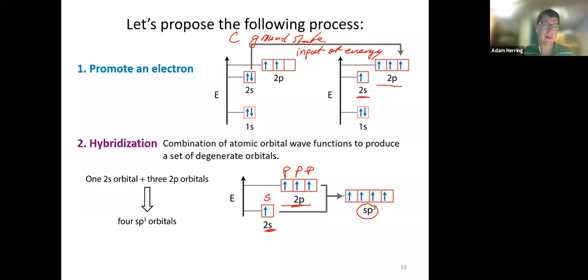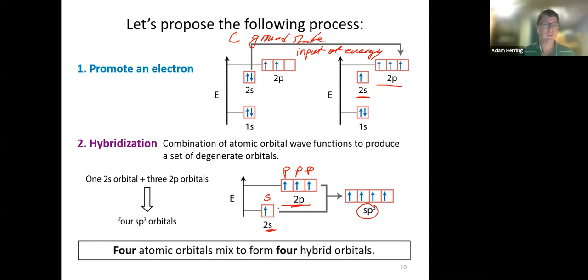And notice that the energy of those sp3 orbitals is going to be in between the energy of the 2s and the 2p orbitals. And it's actually closer to the 2p orbitals because there's more of them. So the sp3 orbitals, both in terms of their naming and in terms of their energy, are more similar to the p orbitals that made them up than the s orbital that made them up. And so we used 4 atomic orbitals, a 2s and 3 different 2p orbitals, and we combined them together and made 4 identical hybrid orbitals that have the designation sp3.